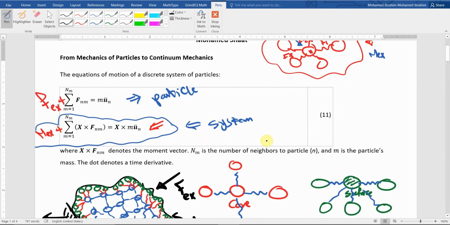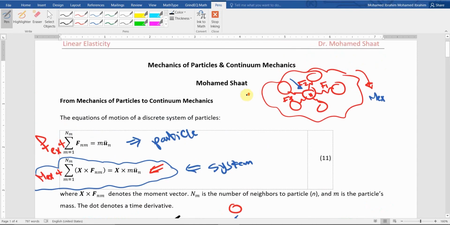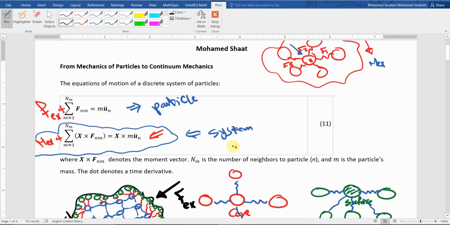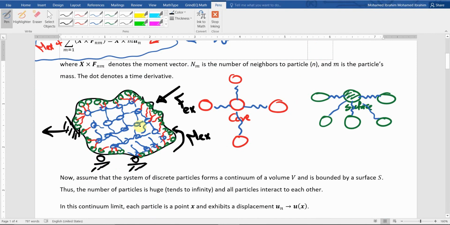For example, what is the difference between this discrete system of particles and this continuous system of particles? Continuum means that there is continuity, there is an infinite number of particles. So there is continuity in the field everywhere inside the material. This is the meaning of a continuum, right?